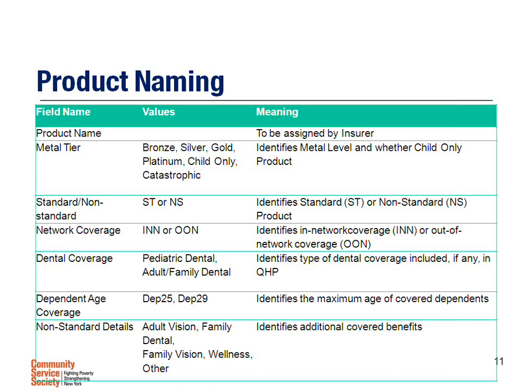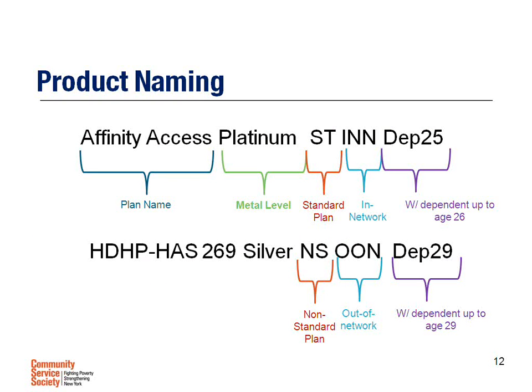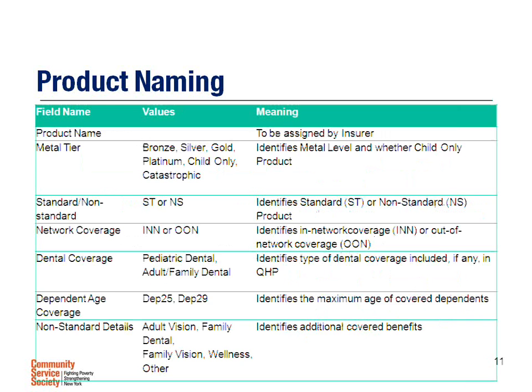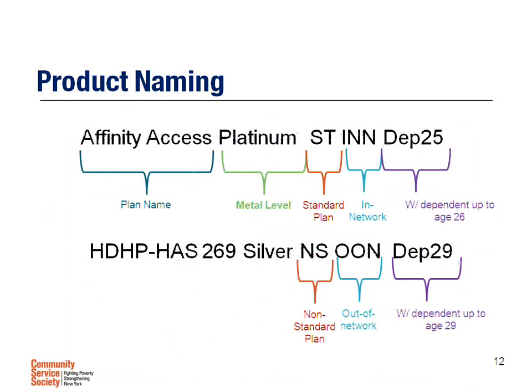The state announced that for this year they're going to have a product naming system. They're going to have the name of the actual product, the metal level, whether it's standard, whether it offers in-network or out-of-network, pediatric, dental, dependent coverage, vision, and so forth. So it's important for everyone to at least have something related to this chart or the state's presentation, at least at the beginning, because it may be hard to decipher.